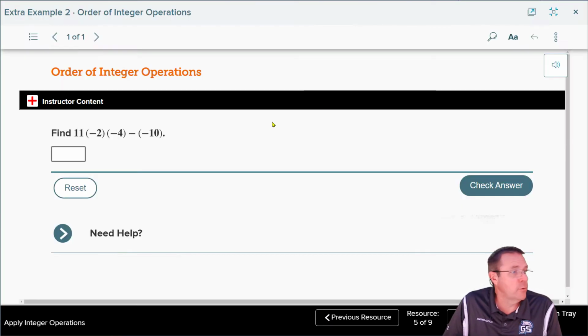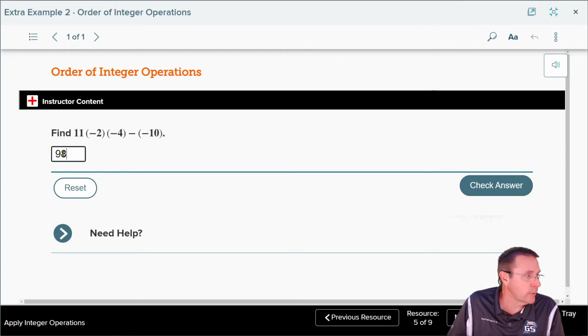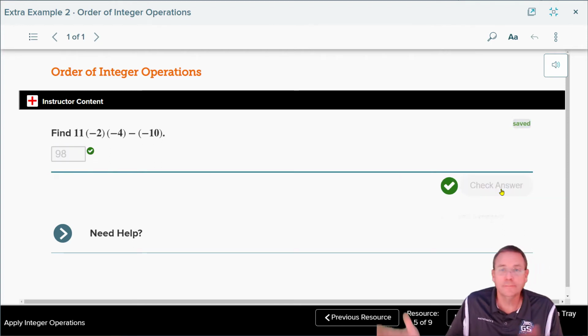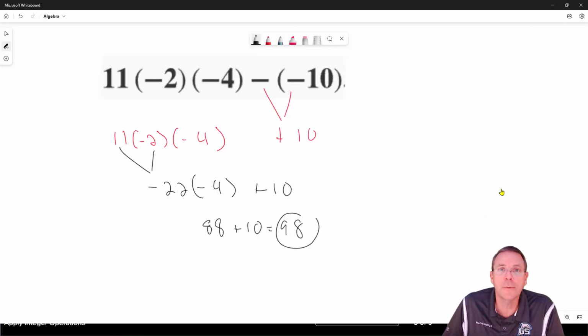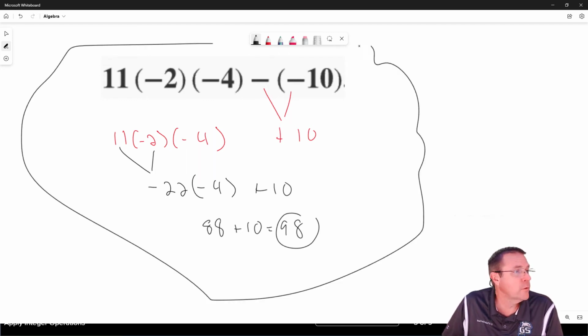Jumping back over to the textbook, we're going to type in our 98, hit check the answer, and it checks. Good supporting work. Everybody's happy. Or at least I hope you're happy. If you got the answer right, you should be happy. This is what I must see. If I see anything less than all of this supporting work on your homework, you will, of course, have done it just for fun.